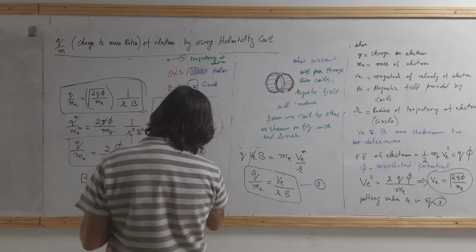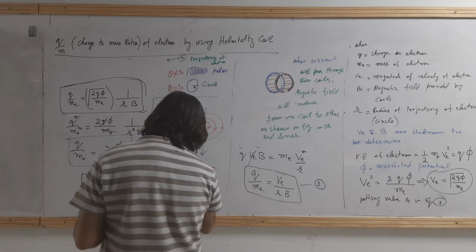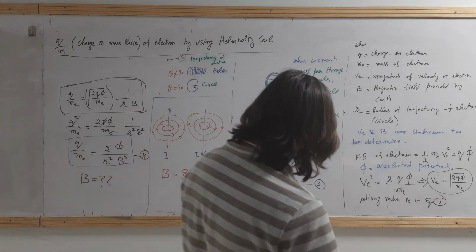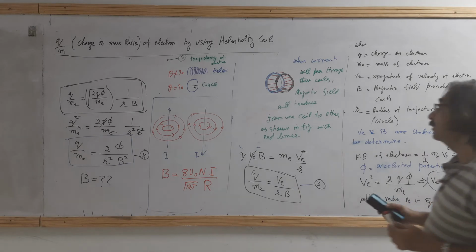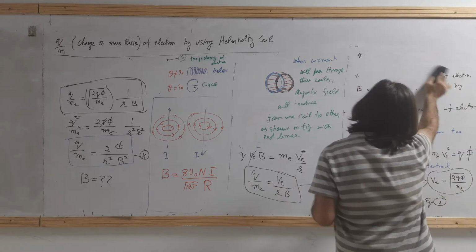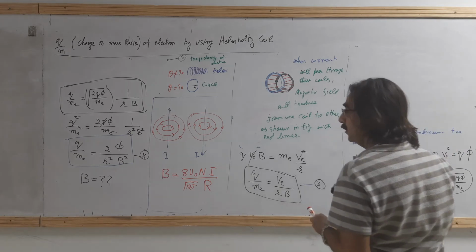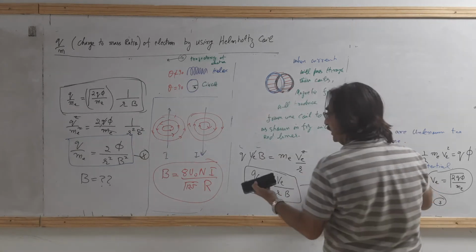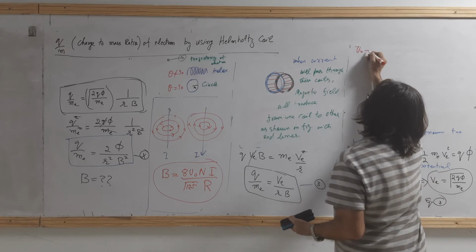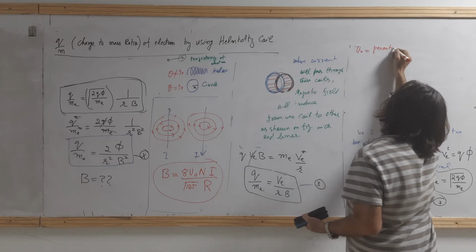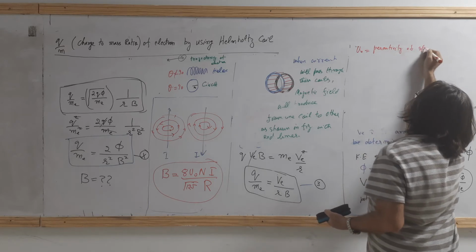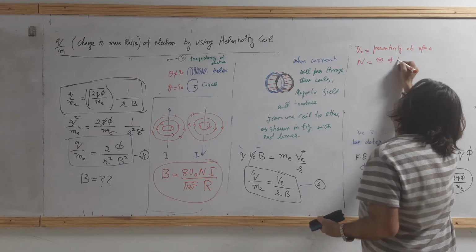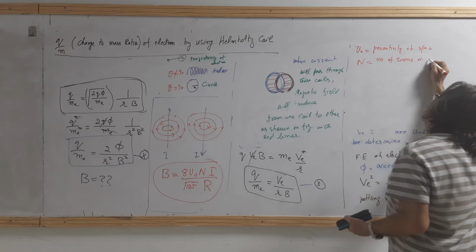8 mu naught n I over 125 r. In this equation, B is the magnetic field, mu naught is the permittivity of space, and N is the number of turns in each coil.